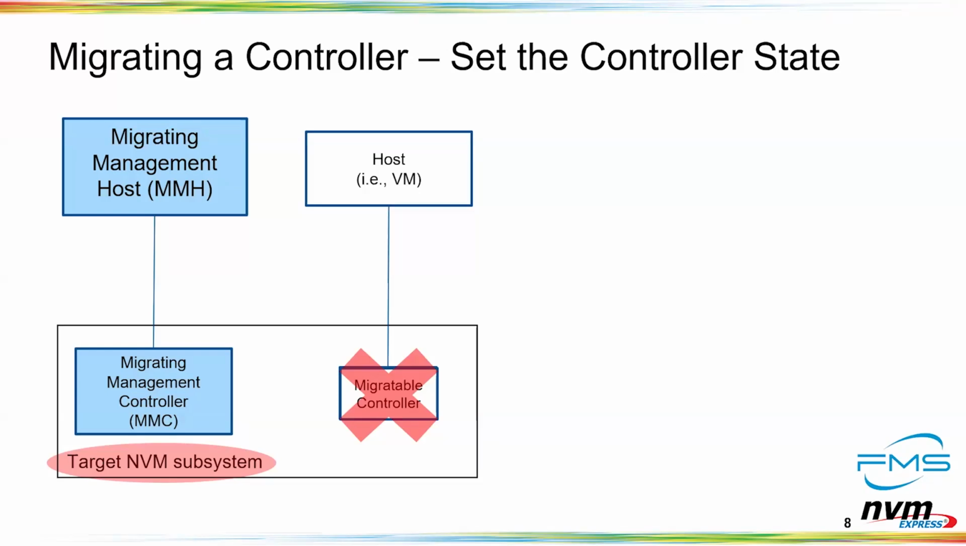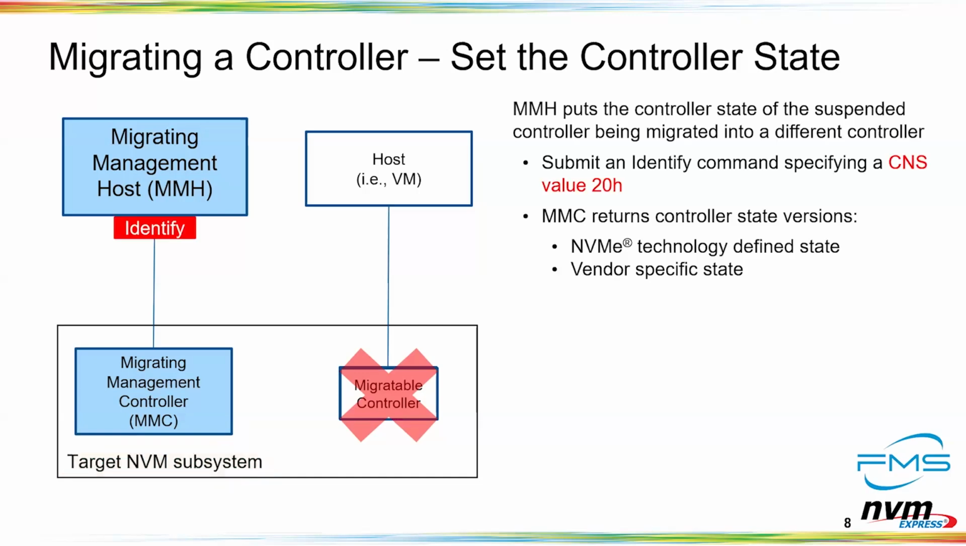The other thing is since we are migrating a VM and a migratable controller, on that target NVM subsystem, we have to have a migratable controller that's not doing work, that is also suspended and waiting to be deployed using the host managed live migration feature. So on the target system, it could be a different SSD, for example, and it may have a different way of identifying the versions of the controller state. And so you have to do the identify command also on the target system to know what it supports.